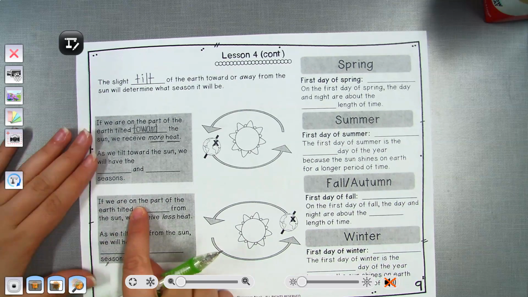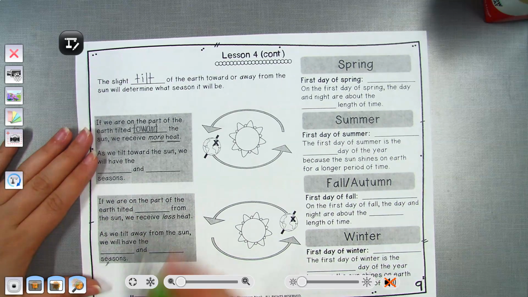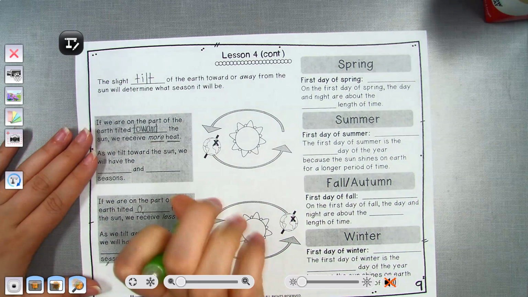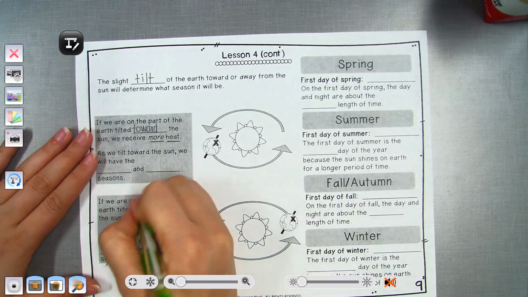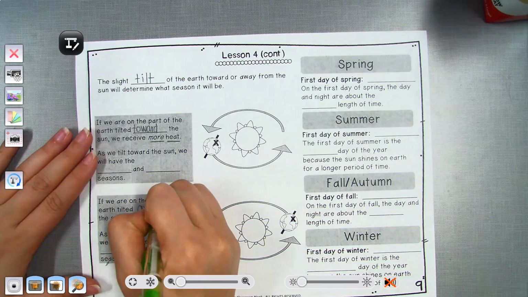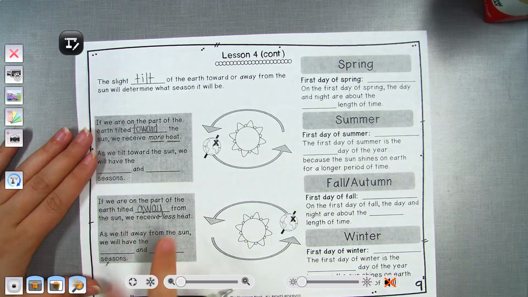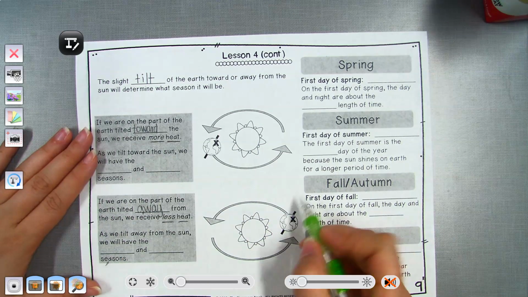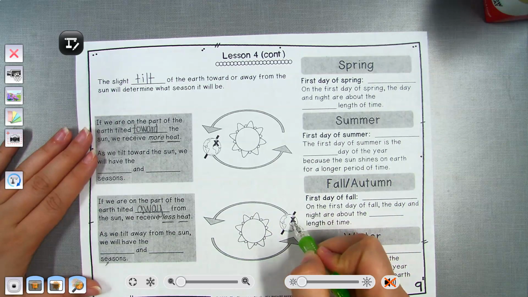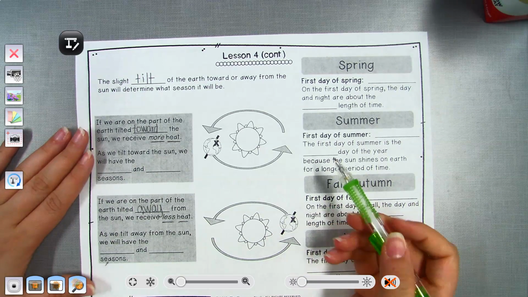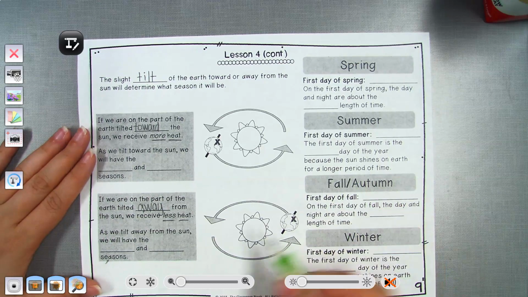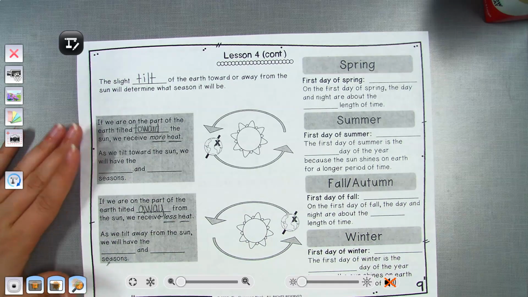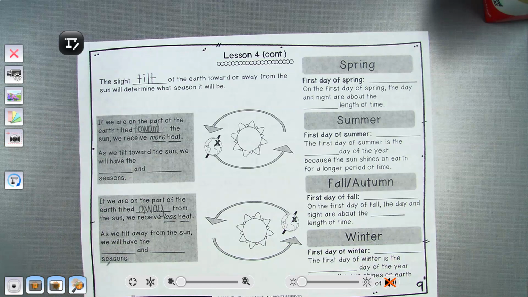If we are on the part of the Earth tilted away from the sun, we receive less heat. So here we're pointed away. You see how this would be where we were at, and we're away from the sun. So what seasons would we be? Blank and blank. I want you to fill those in. I'm not going to tell you. I want you to think about that. Less heat. What seasons would that be? Okay.